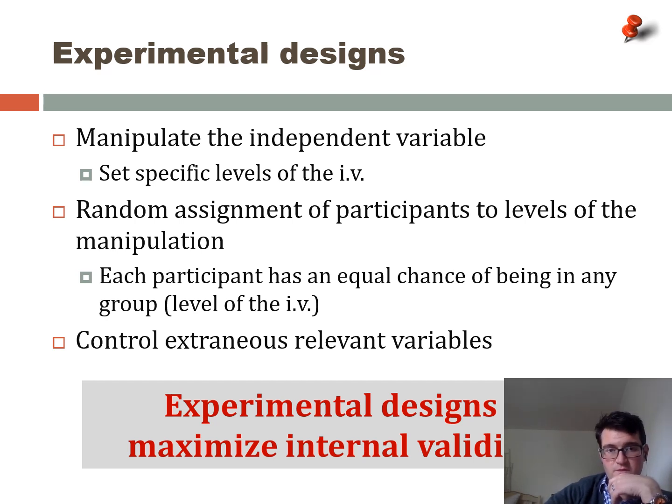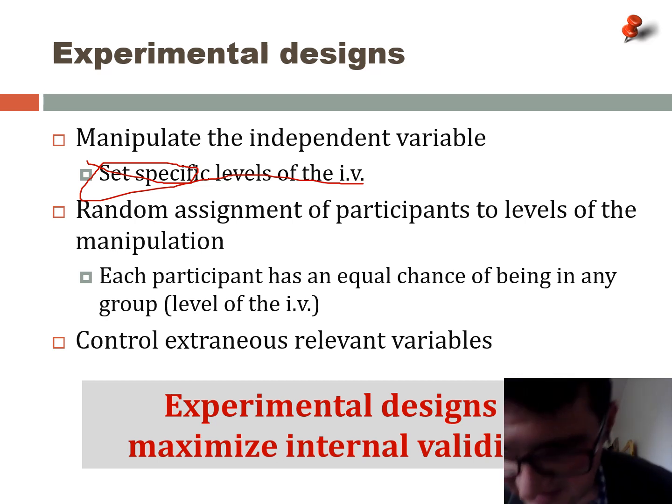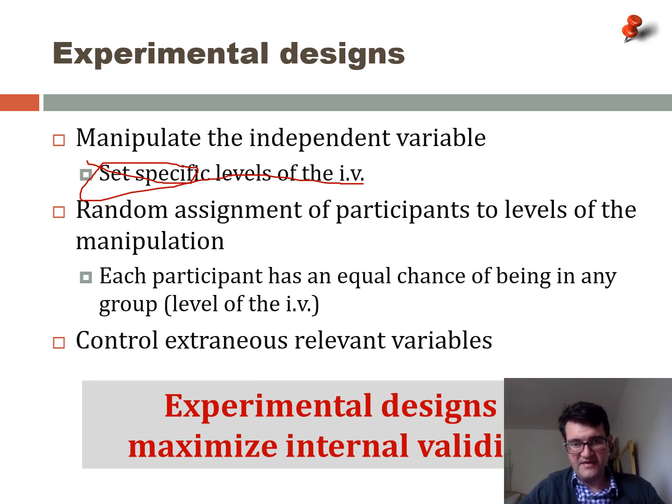Here we go. Manipulate the independent variable. That's just to say we set specific levels of the independent variable. If this is an all or nothing sort of thing, let's just say we're interested in the amount of protein in a diet. We would be experimentally manipulating the amount. Maybe one group gets 0. Probably not what we would do, but it's 0 protein in their diet.